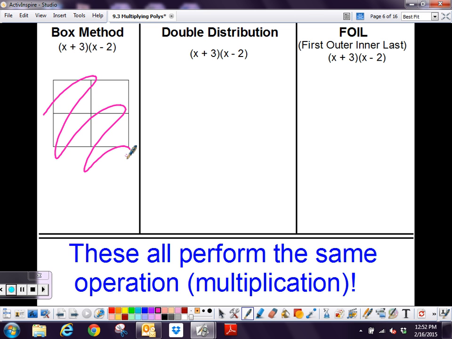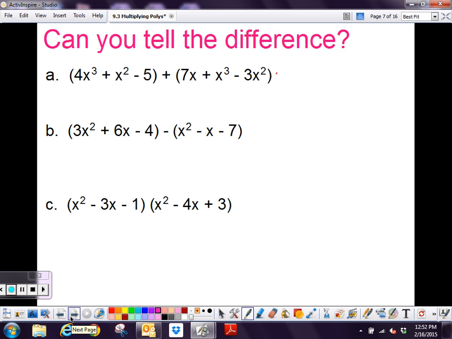Double distribution, this is what I was talking about. This is the same as FOIL. It's just that FOIL is a certain process. Double distributing is you're taking that first term and you're distributing it twice. And then you're taking that second term and you're distributing it twice. You would get the same thing as if you just used FOIL. Okay, I like to do FOIL because it gives me a process to do and I don't forget to do one of the distributions. So I like FOIL because it gives me a step-by-step thing to do.